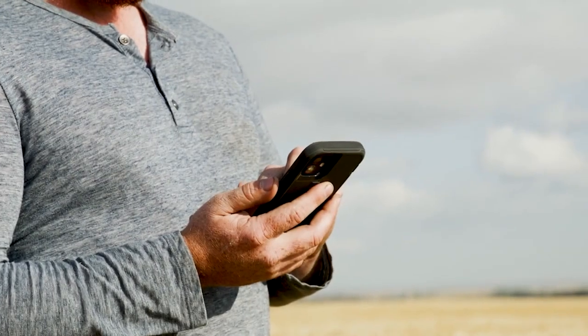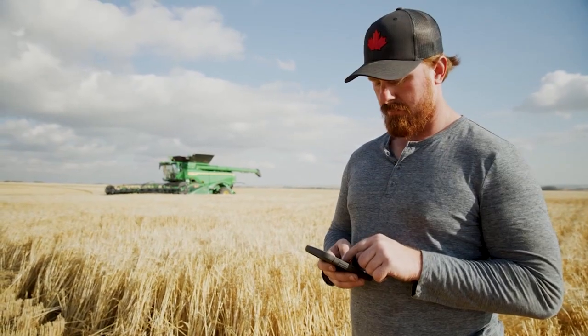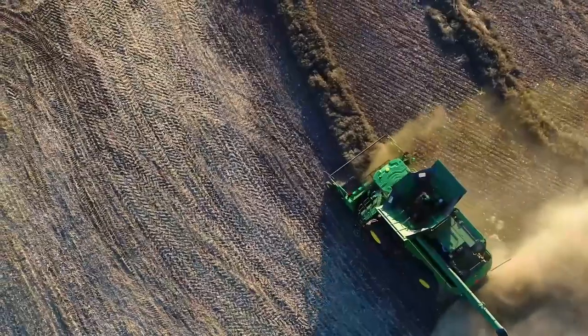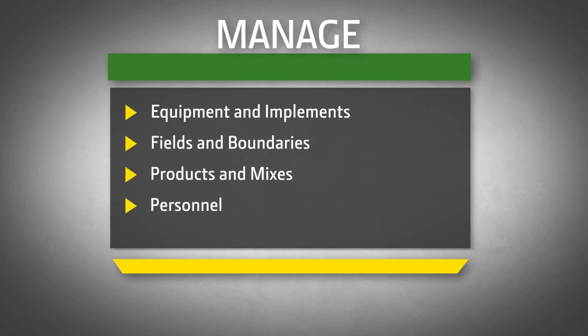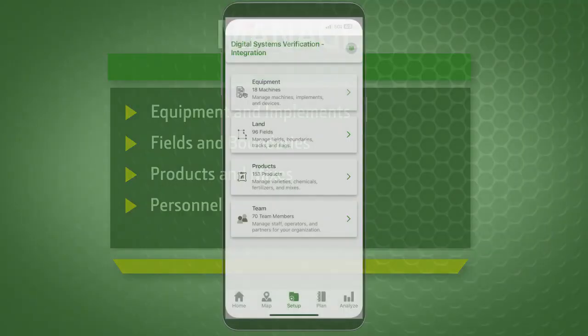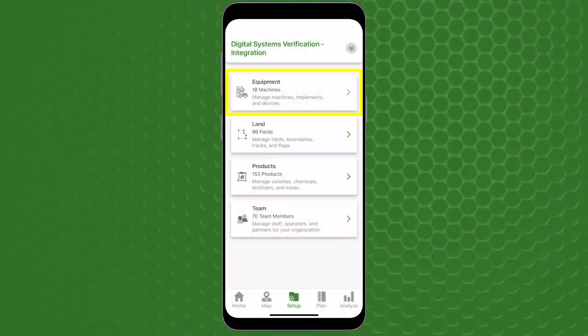In Operations Center Mobile, users can view, configure, and manage various setup options for your organization, like managing your equipment and implements, fields and boundaries, products and mixes, and all personnel associated with your organization. In Setup, we'll start under Equipment.